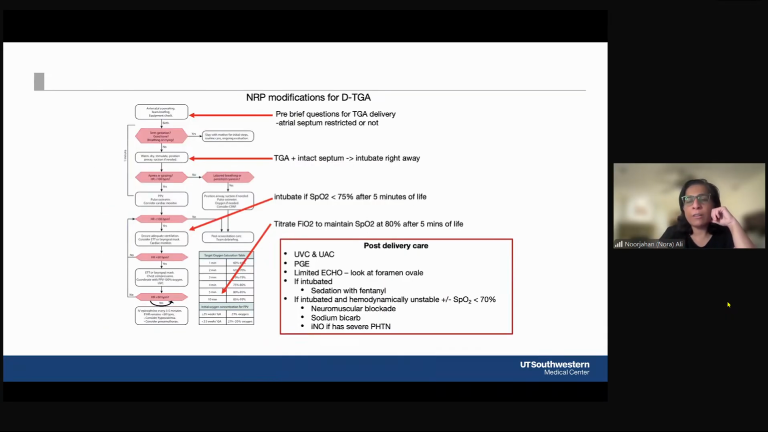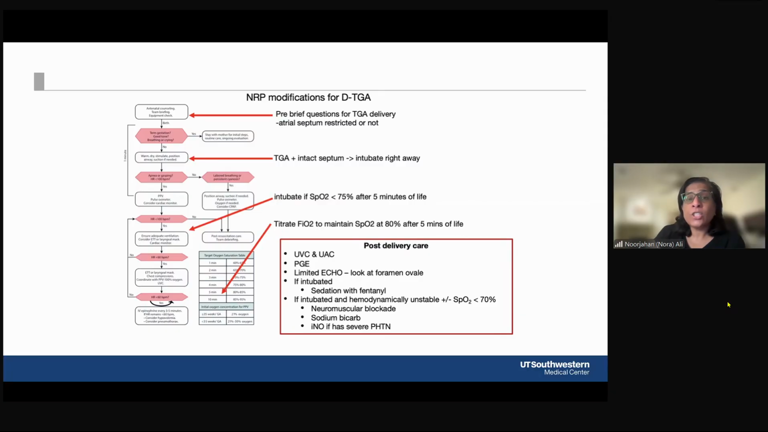So again, just to go through the TGA, in the pre-brief questions, the one thing you want to make sure of or think about is the atrial septum. That's going to be a huge clue of whether or not these babies are going to be stable or unstable, whether it's restricted or not. Just like a preemie, TGA, or pretty much any heart baby, do not trust that atrial septum. We are horrible at predicting whether it's restricted or small. So with any TGA, just prepare for the worst and be happy when they do great.